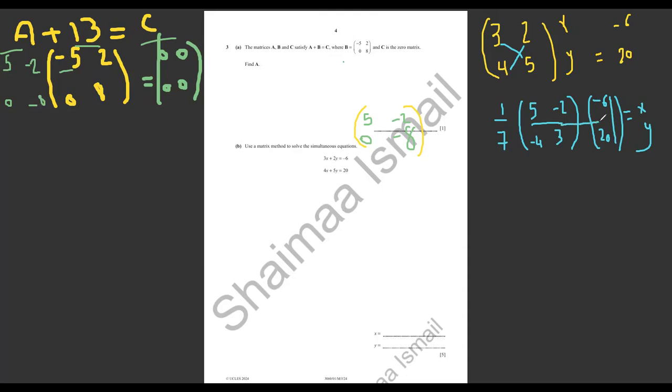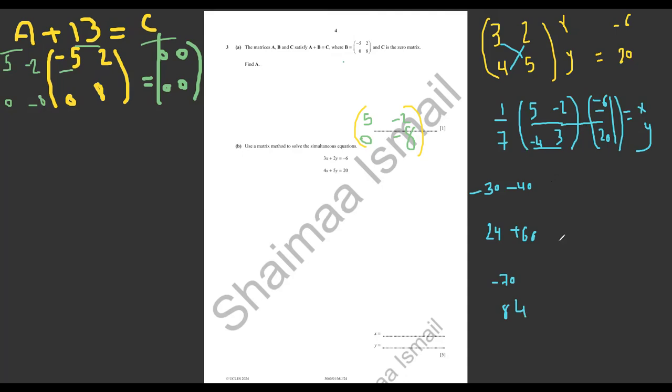5 multiplied by -6, which is -30, minus 40, -70. And here, -4 multiplied by -6, which is 24. And here 3 times 20, which will be 60. So 84. Then we're going to get the sevenths of it.